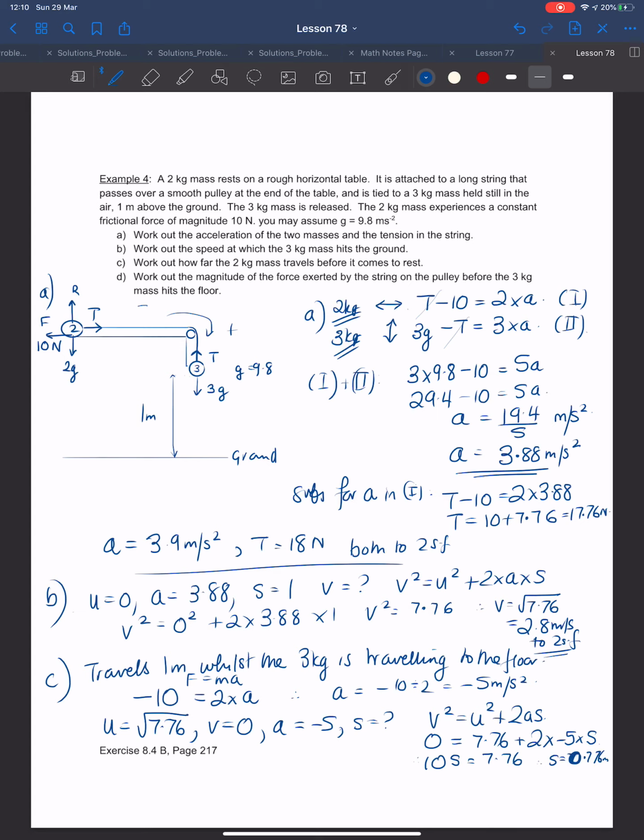0.776 metres. So the total distance, we've got the 1, so it's going to be 1.776 metres, which is going to be 1.8 metres to 2 significant figures.